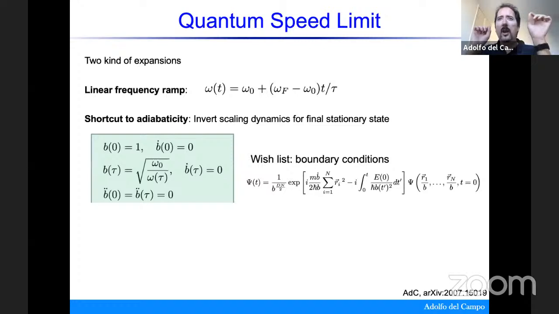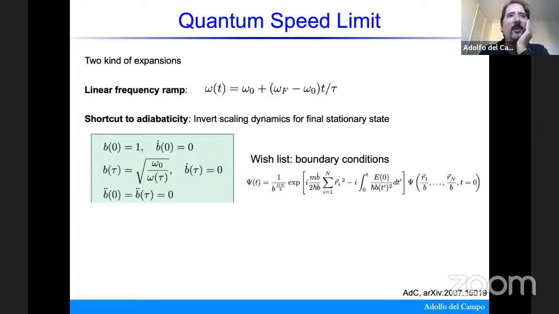So I have to tell you a bit how these shortcuts work for scale invariant dynamics. Remember that under scale invariant dynamics, the evolution of the state is like this. And there, a main source of excitations comes from this phase factor. You can make this phase factor vanish, maybe by saying B dot equal to zero, then you have the chance that the time-dependent state matches at some point a stationary state of some other Hamiltonian. So this is what the shortcuts do.